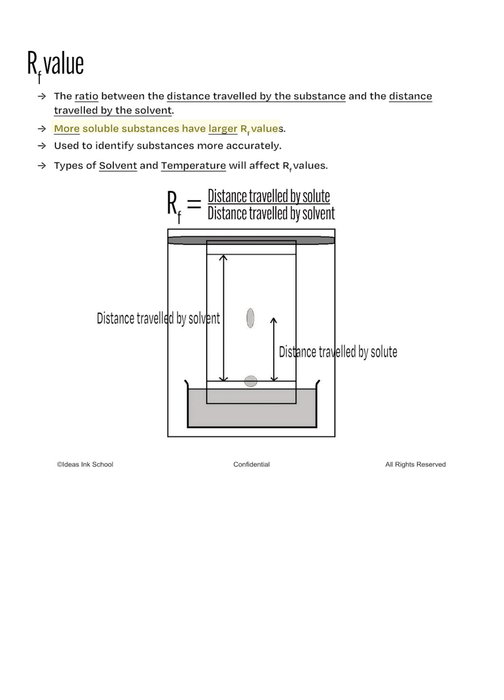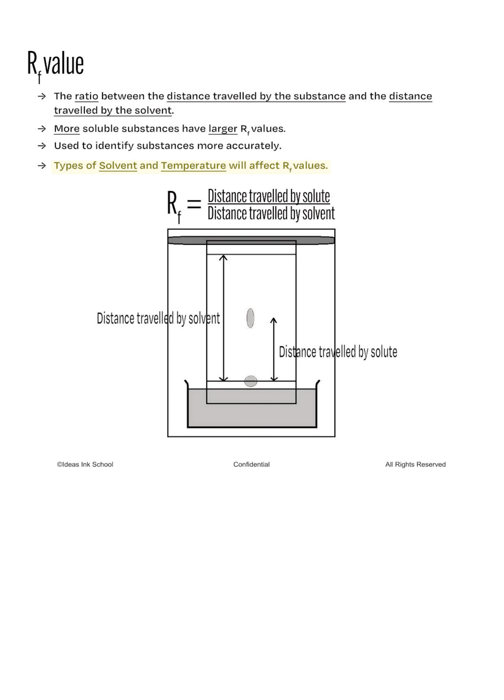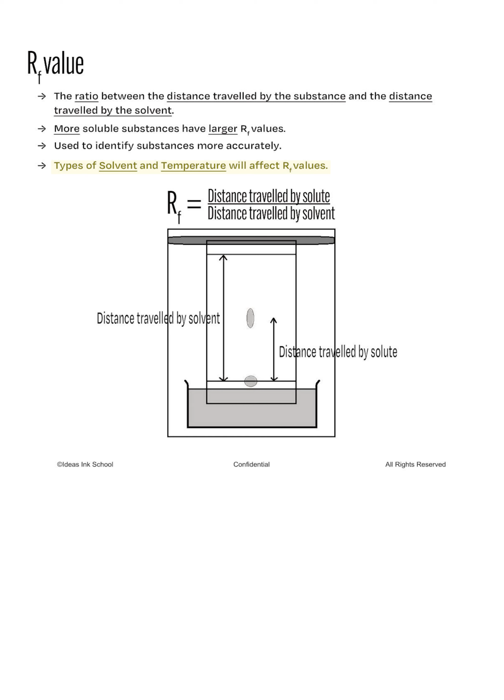As a result, the more soluble the substance, the larger the RF value. If calculated correctly, the RF value will always be a number that is less than 1. We can use these values to identify the components of a sample more accurately, as substances with the same RF values are most likely to be identical. However, please note that RF values can be affected by solvent and temperature. This is because substances have different solubilities in different solvents and particles diffuse faster as temperature increases.